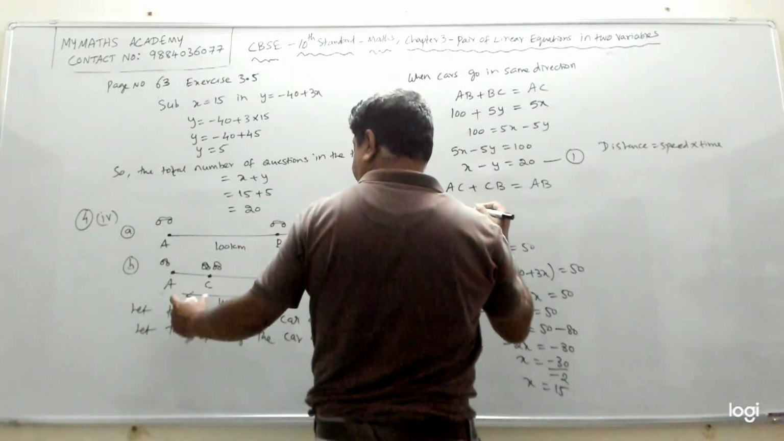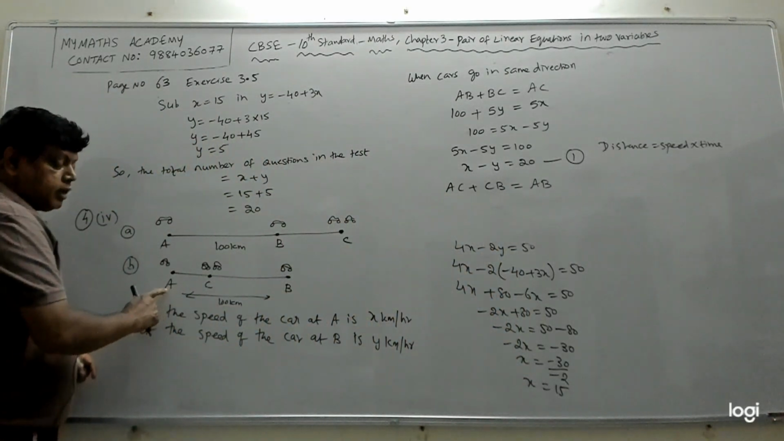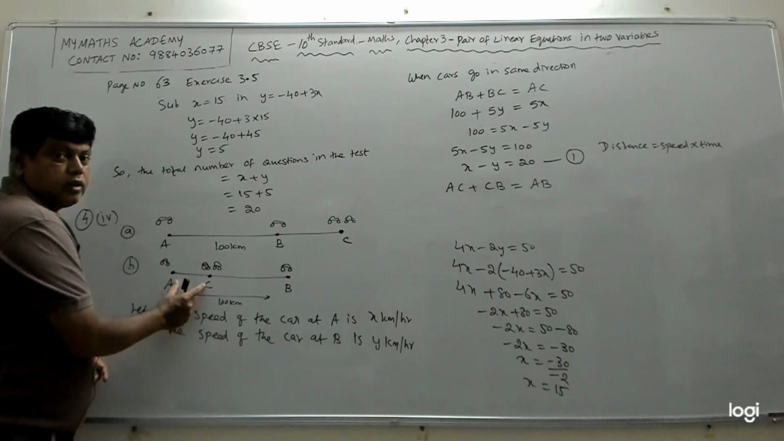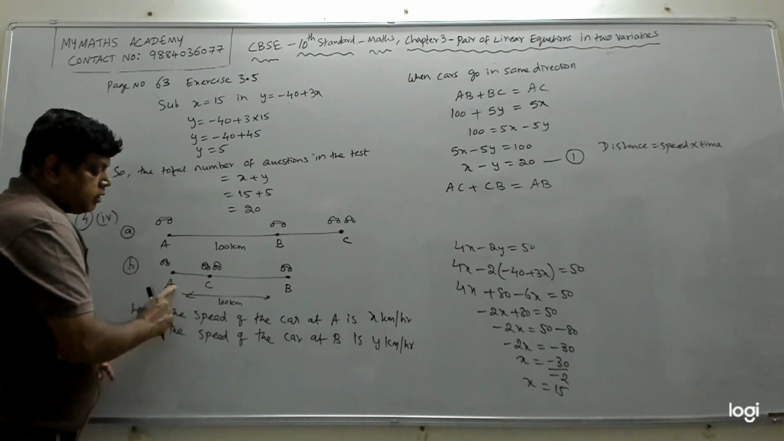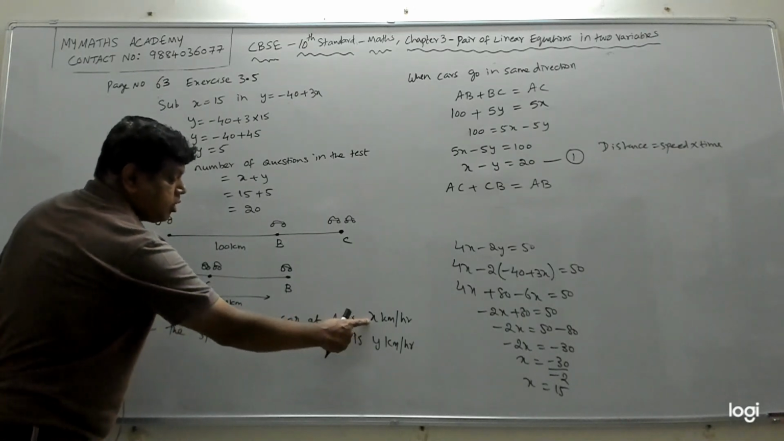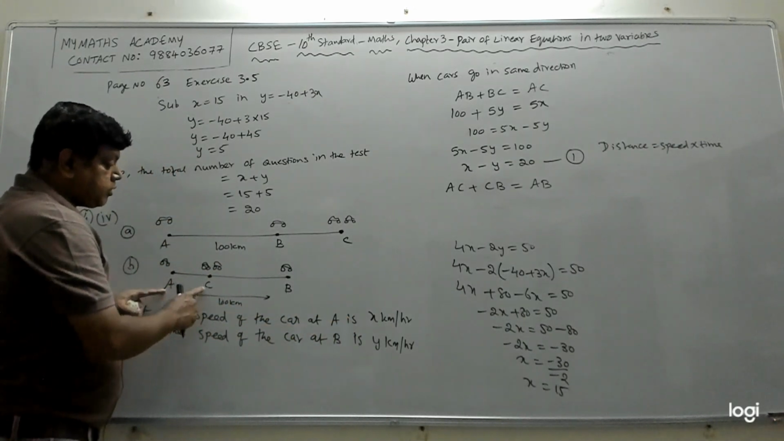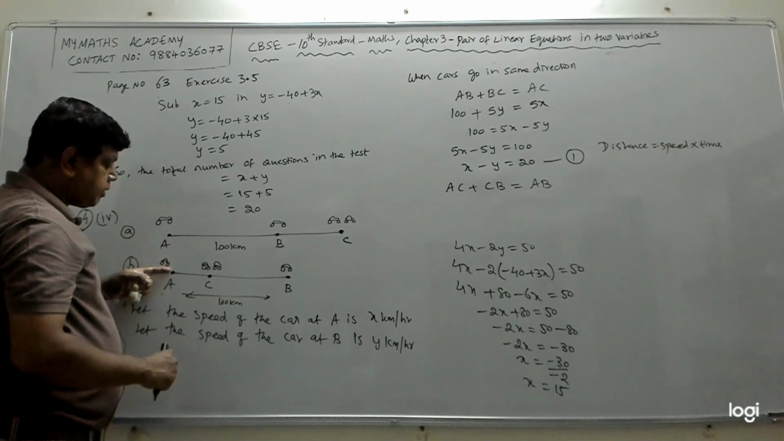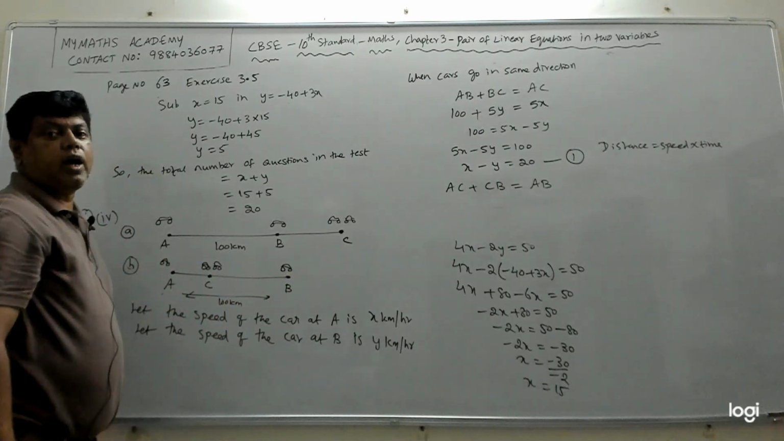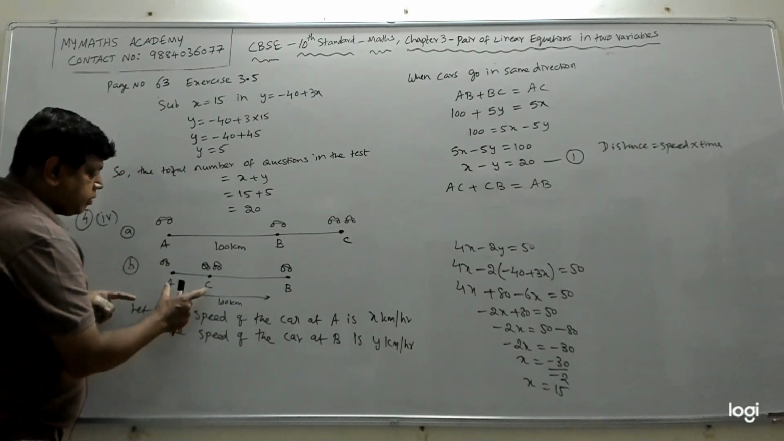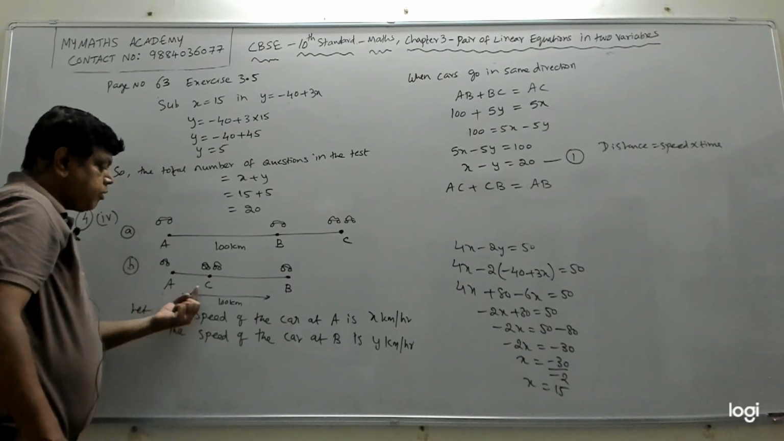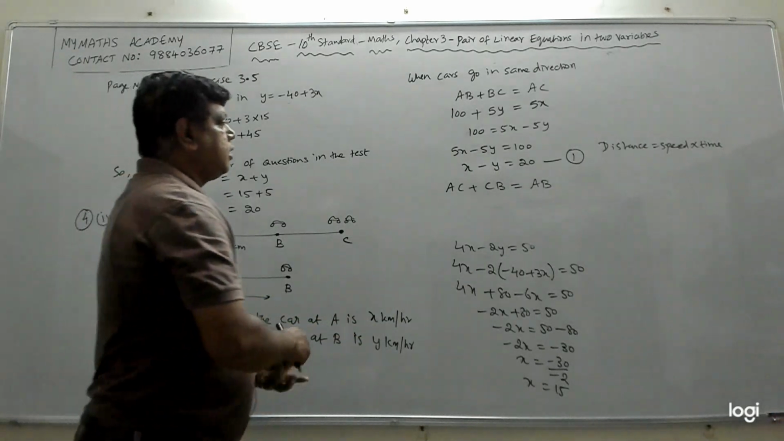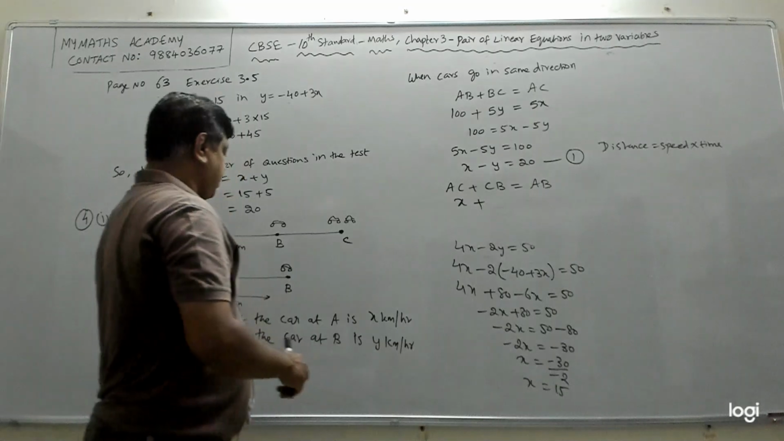So what is AC? AC is the distance travelled by car A from the point A to C. That is speed into time. What is the speed of the car? X. The car starting at A, the speed is x. How many hours did it take to reach from A to C? 1 hour, because they said that they meet in 1 hour. Car from A travelled 1 hour, car from B travelled 1 hour. So the distance is 1 into x, which will give you x.